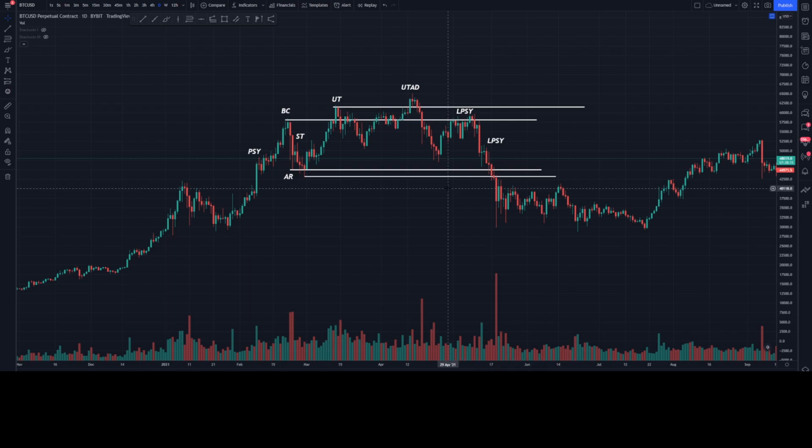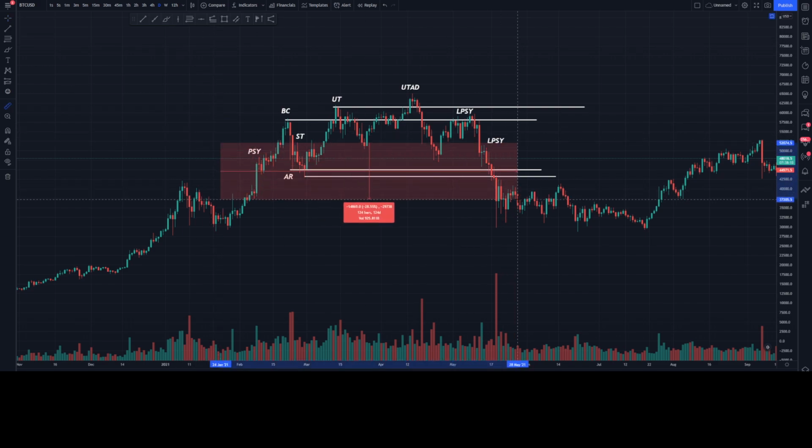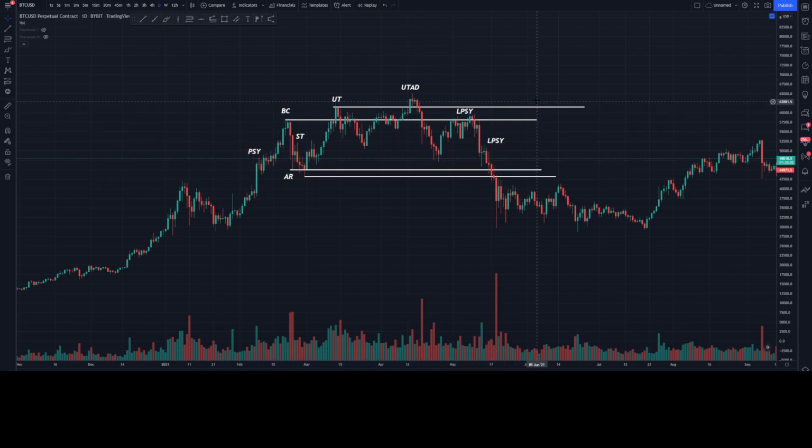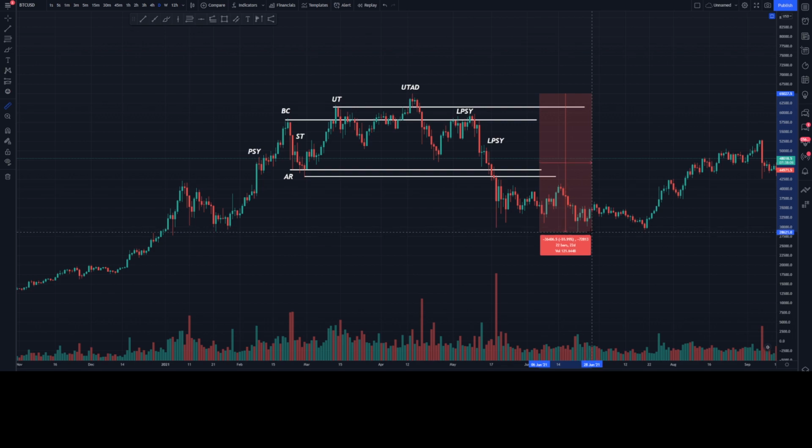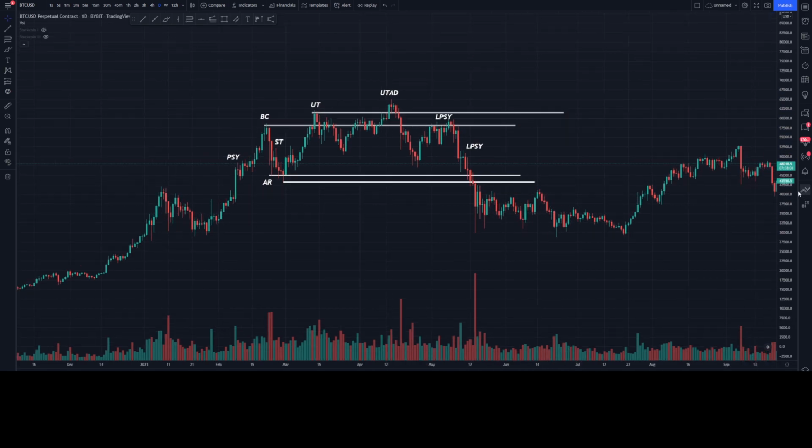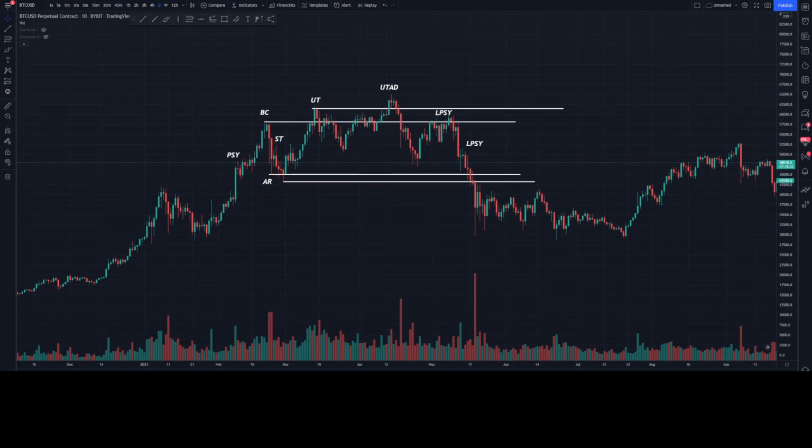Alright guys, here what I'm showing you is the Bitcoin daily chart. This was the Wyckoff distribution. It took approximately half a year and dropped the price a good 55%. Here are the major components of it.